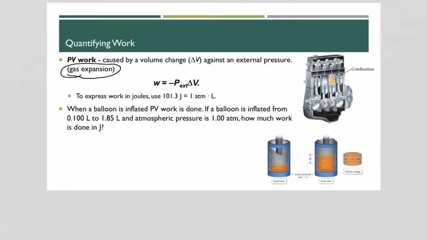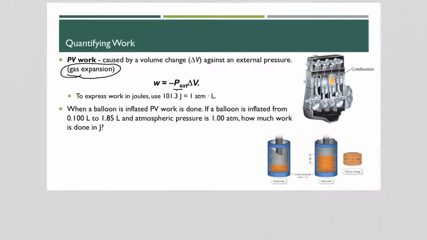So work is simply a volume change against an internal pressure, or at least the type of work that we're going to be looking at in chemical reactions, which is called PV work, or pressure-volume work, where we have a volume change against some external pressure. And so we have work equals negative external pressure times delta V.